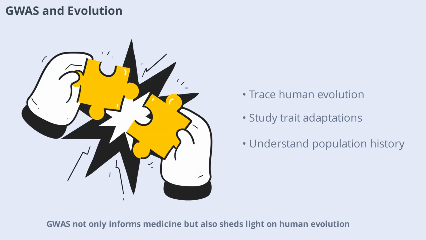GWAS not only informs medicine but also sheds light on human evolution. By studying genetic variants across populations, researchers can trace the history of traits and adaptations. This evolutionary perspective deepens our understanding of how humans have adapted to diverse environments and challenges.